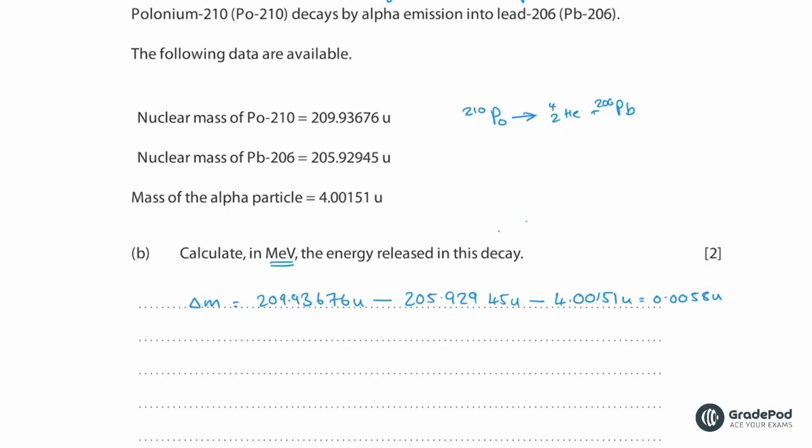We know, and you've got to memorise this, it's not in the data booklet, that 1 U is equivalent to 931 mega electron volts. Therefore, if we do 0.0058 U times 931 mega electron volts, that will give us an answer of 5.4 mega electron volts. Just so you know, I tend to use 931.5 mega electron volts. It's just more accurate, but you can get away with 931. Whatever is easiest for you to remember.